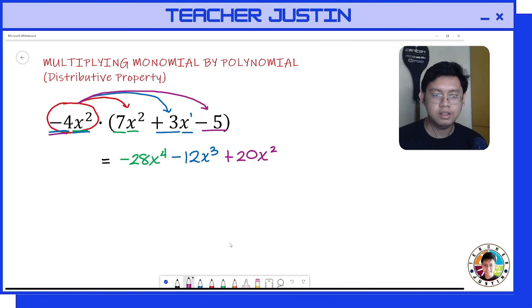And that's it. And the product of this monomial and polynomial will be negative 28x raised to 4 minus 12x raised to 3 plus 20x raised to 2. Ta-da! Alright. And that is it.